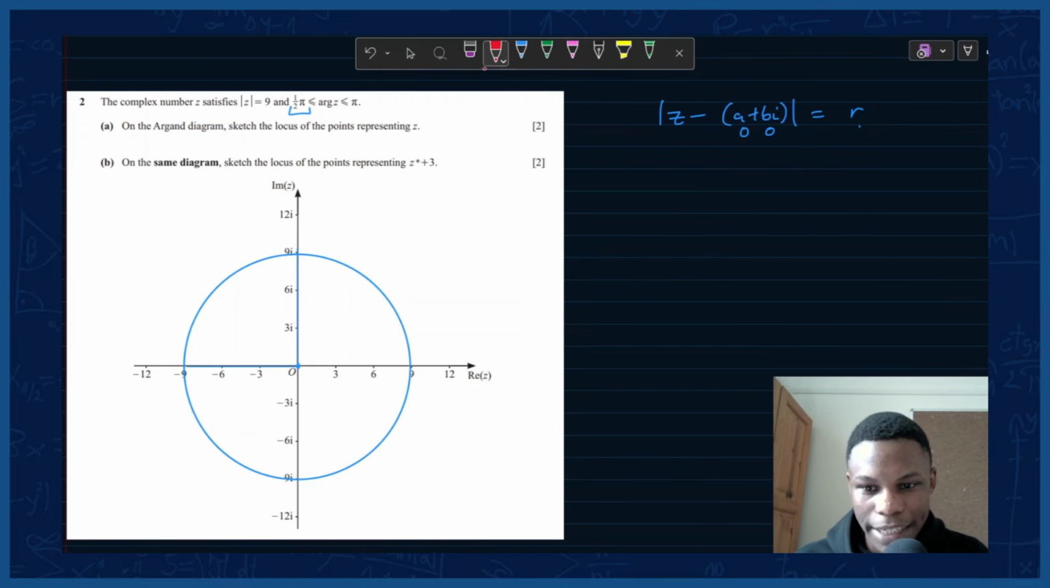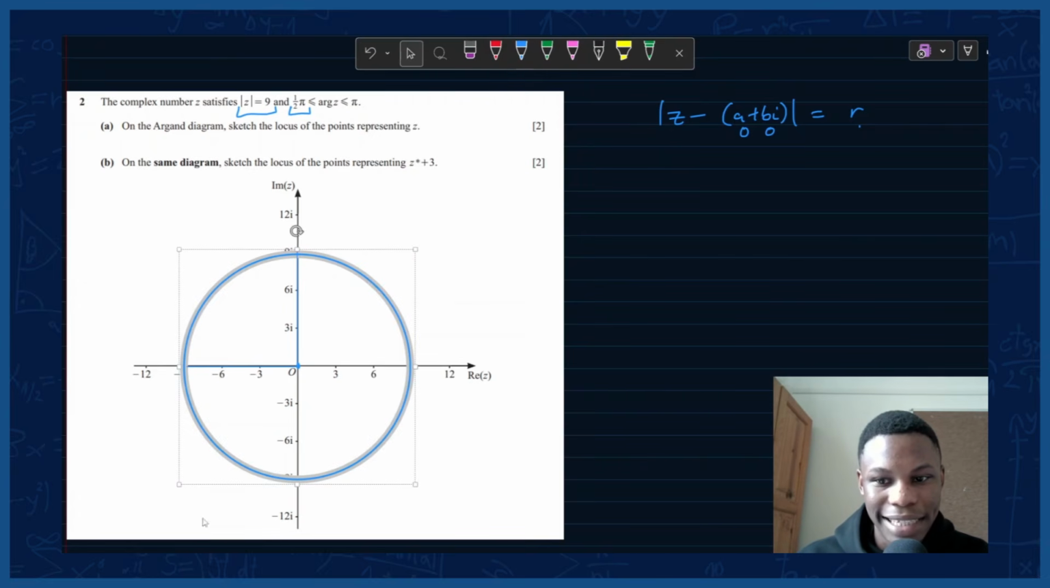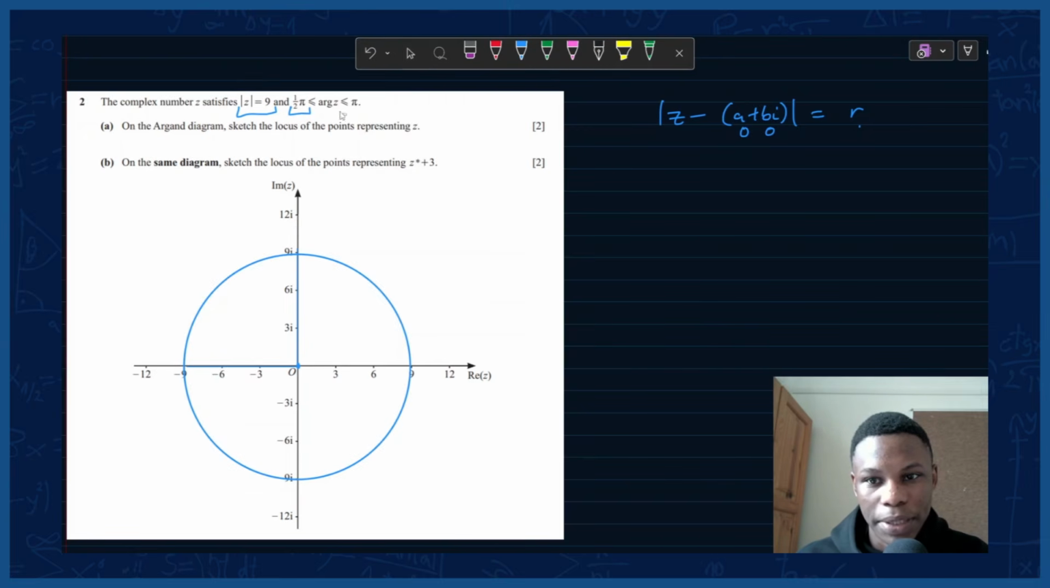So arg z being pi over 2 is this, and then arg z being pi would be the full 180 degrees. Okay. Now we need to find the points that satisfy both these restrictions. So the first restriction is that we want a complex number z that's on the circumference, because that would mean the modulus of z is 9, and then we want a complex number whose argument is between pi over 2 and pi. So that means a complex number that's in the second quadrant and on the circumference of the circle. So what we're looking for is this.